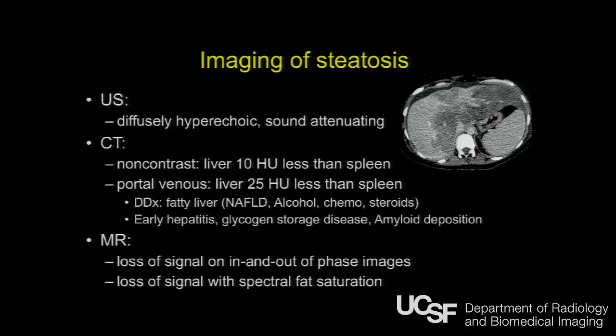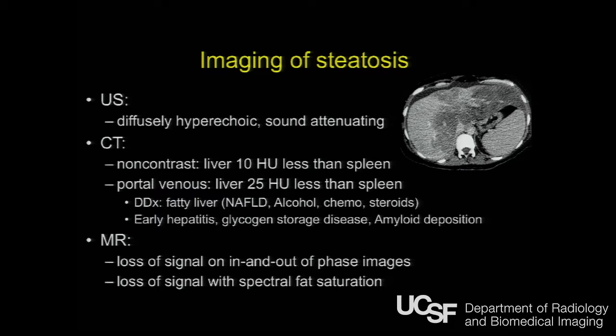And there are obviously many things that can cause fatty liver beyond non-alcoholic fatty liver disease. We also have chemotherapy. When we're imaging patients on chemotherapy, we frequently see significant fatty liver disease, as well as in patients on steroids. Early hepatitis can also look like this because of the edema, not because of the presence of fat. And then amyloid and glycogen storage diseases can also mimic this appearance.